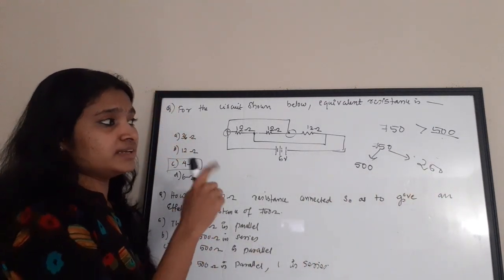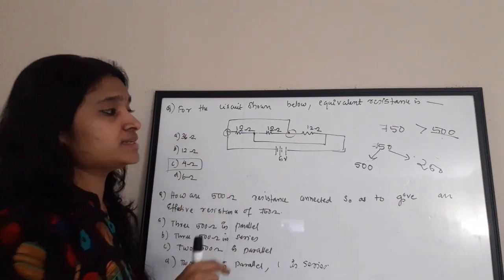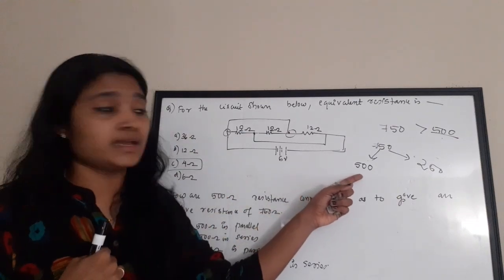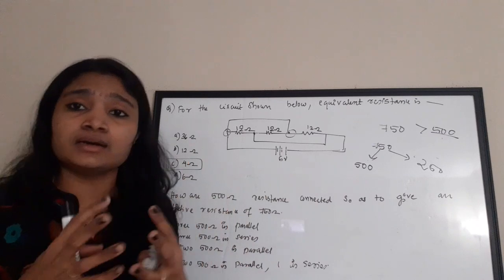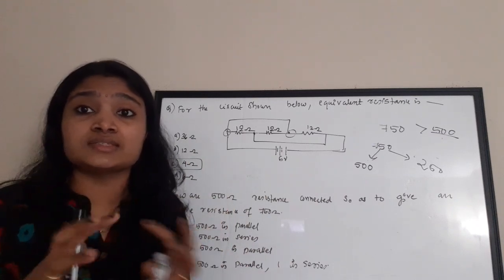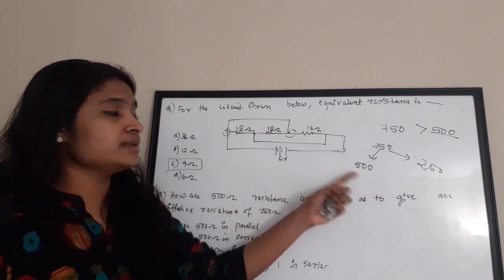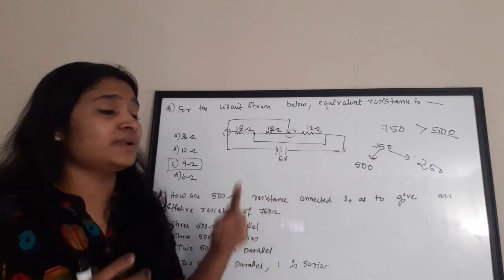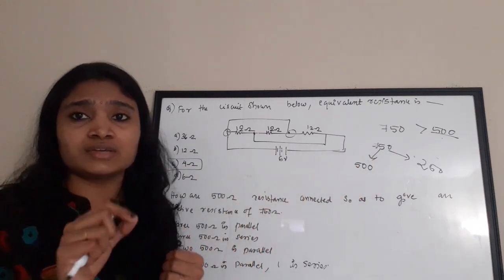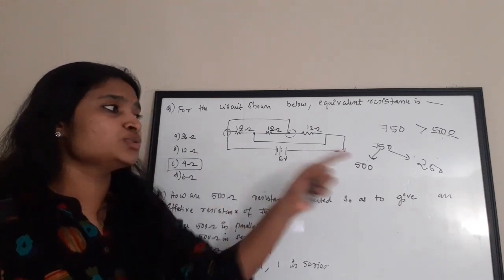The reason I am splitting it as 500 plus 250 is that I have a 500 resistor in my hand. So, I am going to make a combination of 500 ohm resistors to get a 750. First, I'll split the 750 as 500 plus the remaining, which is 750 minus 500, equal to 250.